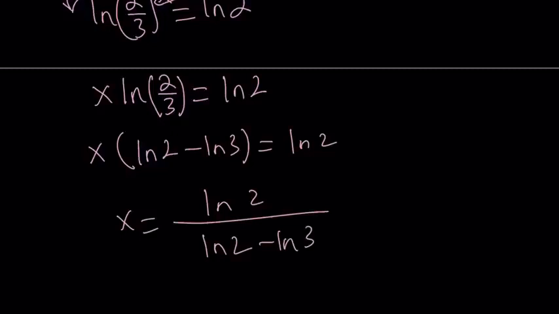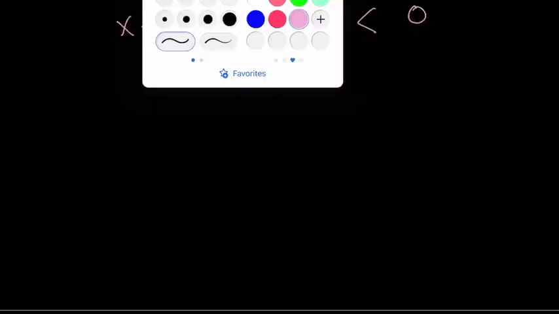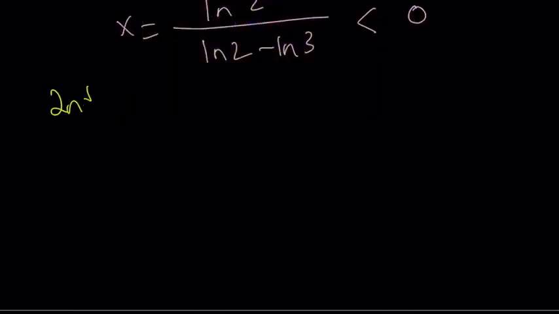Now notice that ln 3 is greater than ln 2, therefore this is a negative value. And that's okay because remember, we had 2 to the power x minus 3 to the power x, and that expression is supposed to be positive, and that's only true if x is less than 0. Cool? Let's go ahead and take a look at the second method. Our second method, like I said earlier, is going to be a little different, but a little bit simpler.